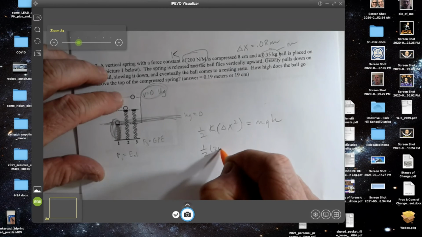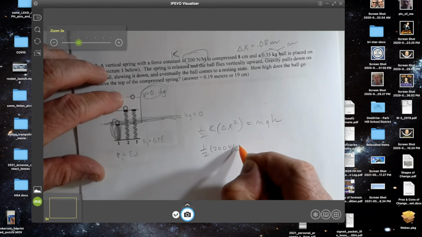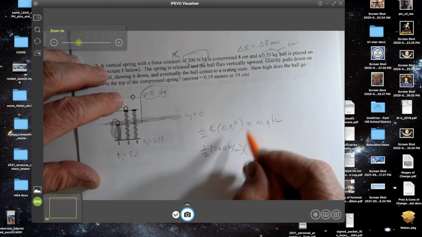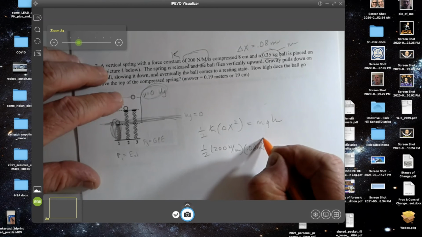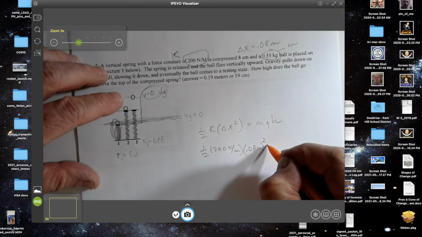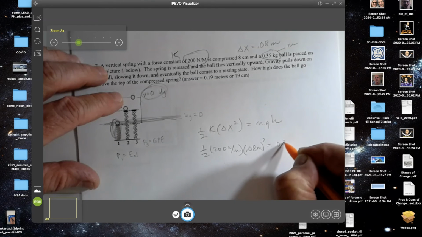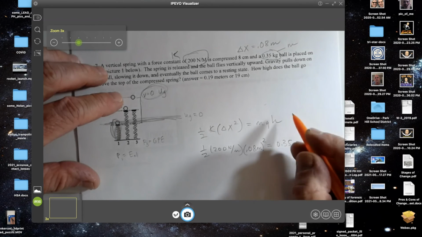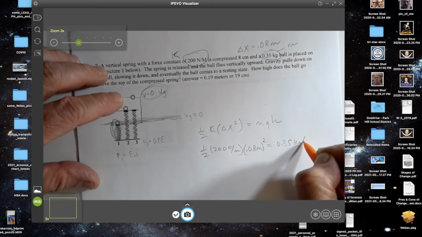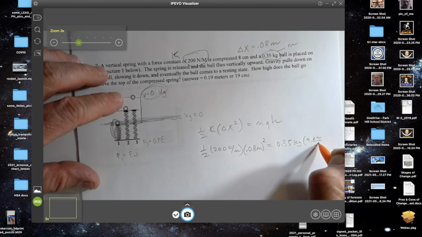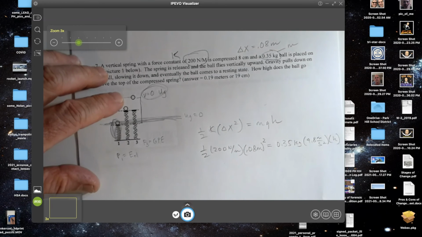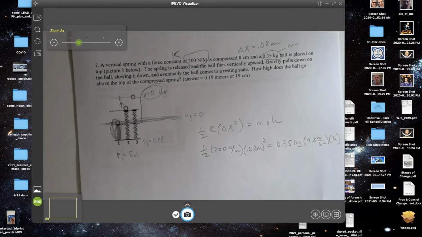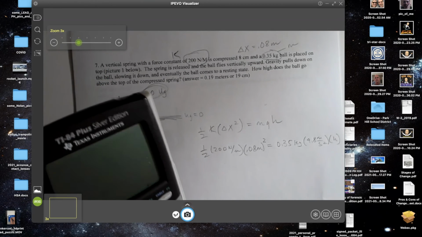So we have 1/2 times 200 newton meters times 0.08 meters. We need to square that. That is equal to the mass of the ball times 9.8 meters per second squared times your h. Again, spring energy would be in joules. Okay, so let's just check it out here.